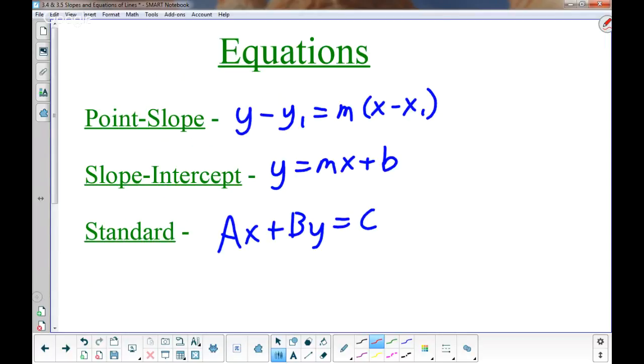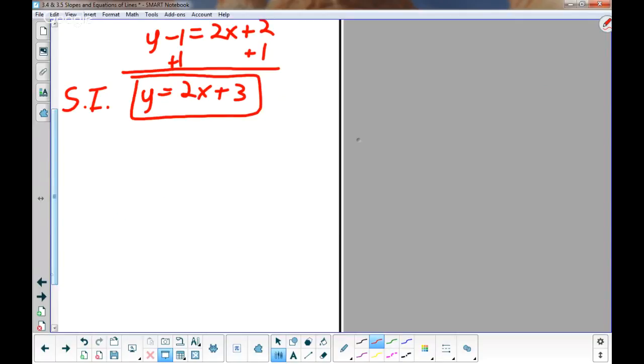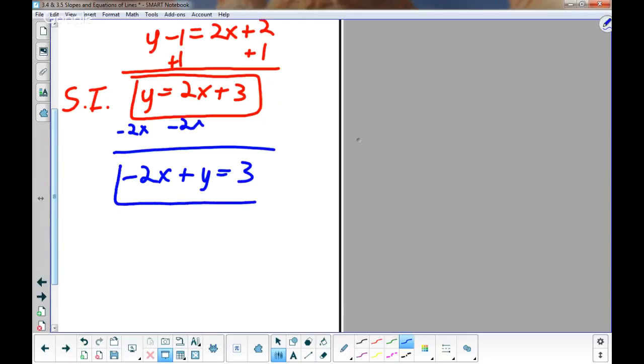So all I'm going to do to get my slope-intercept form to standard form is I'm going to just move my 2x to the other side. So I'm just going to subtract 2x from both sides. And I end up with negative 2x plus y equals 3. And that's fine right there for standard form.